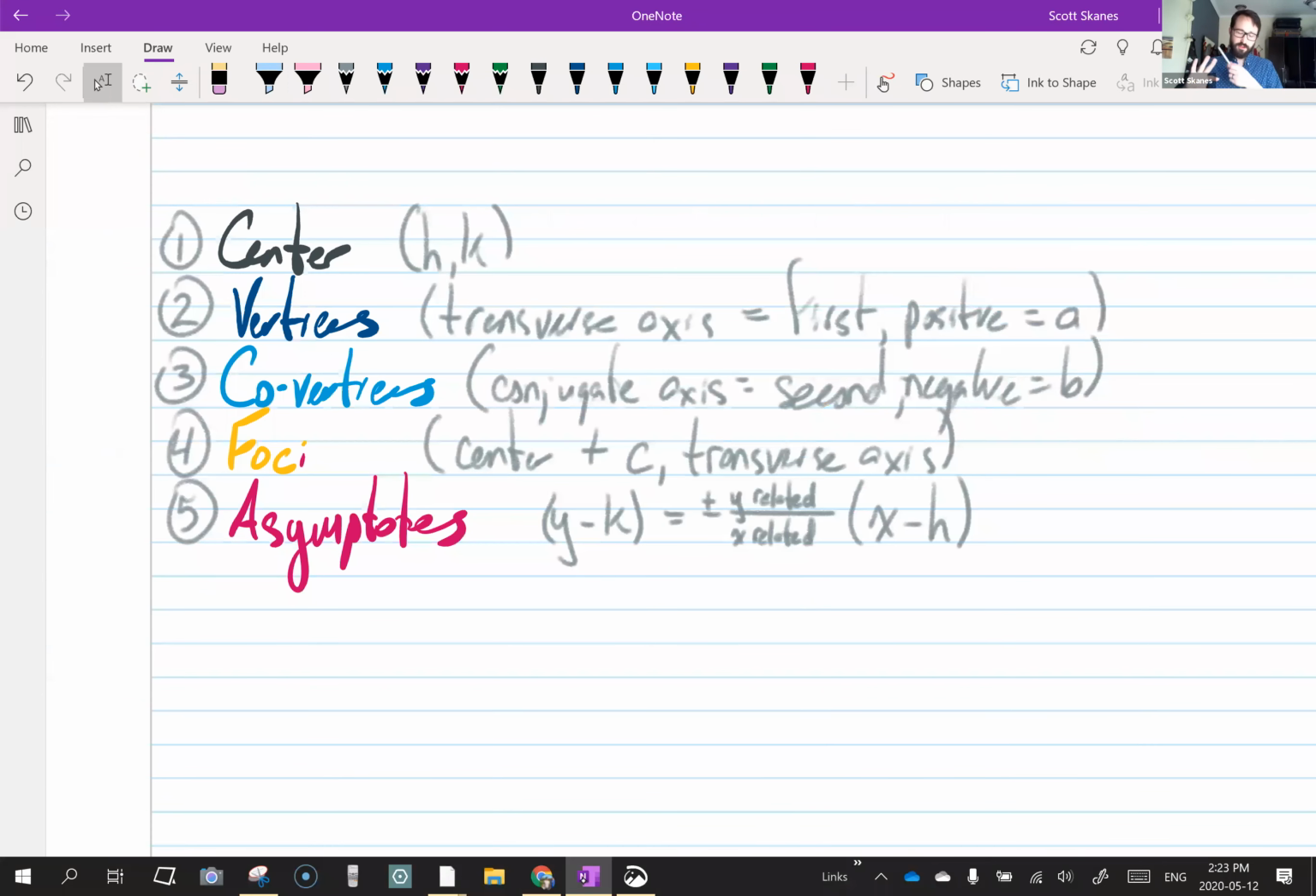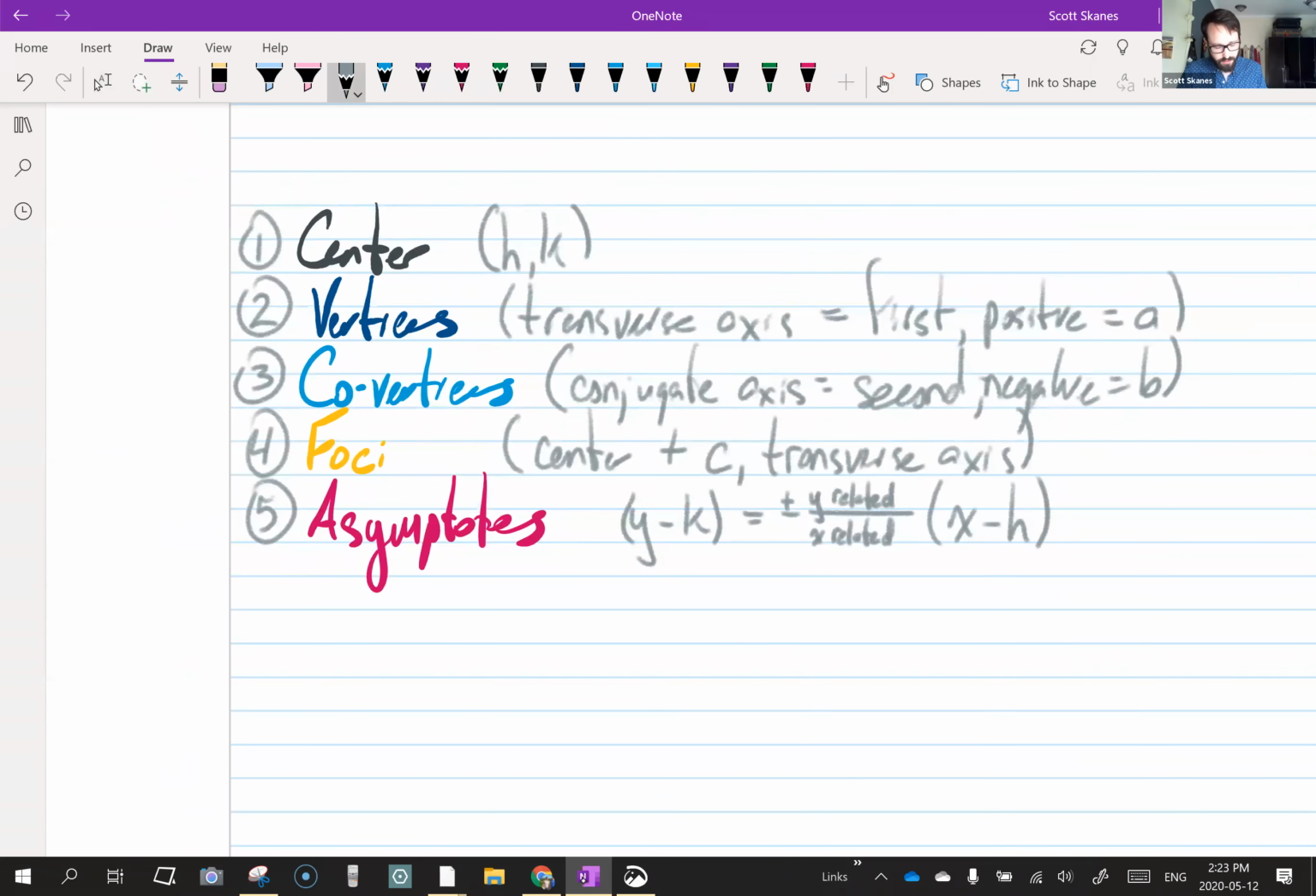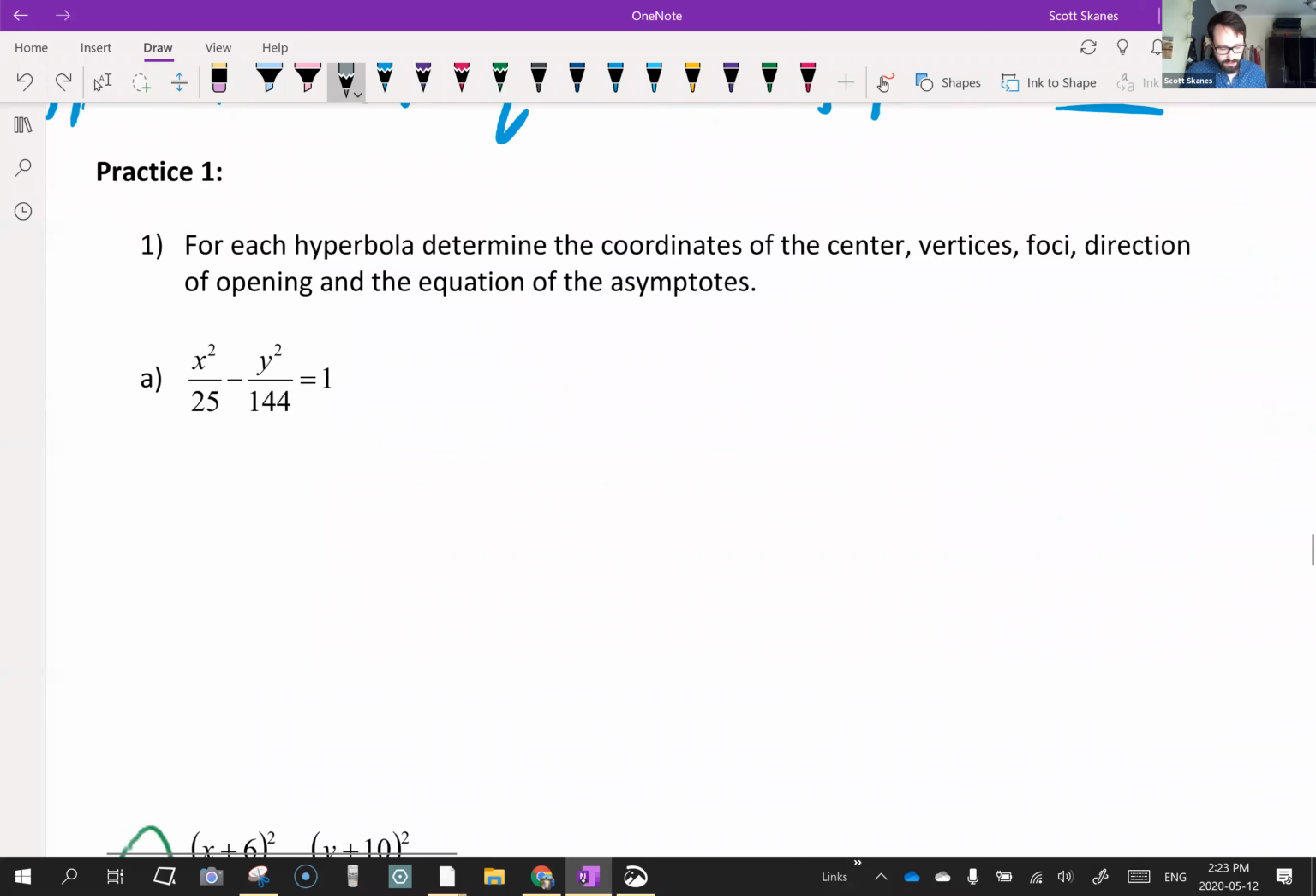Center, vertices, co-vertices, foci, and asymptotes. Those are all exactly the same as they were before, except for the asymptotes. And notice, for vertices, it's the transverse axis. It's not the major axis anymore. The conjugate axis is the name of the other axis, the one that the curve doesn't cross. But I'll talk about that in context here.